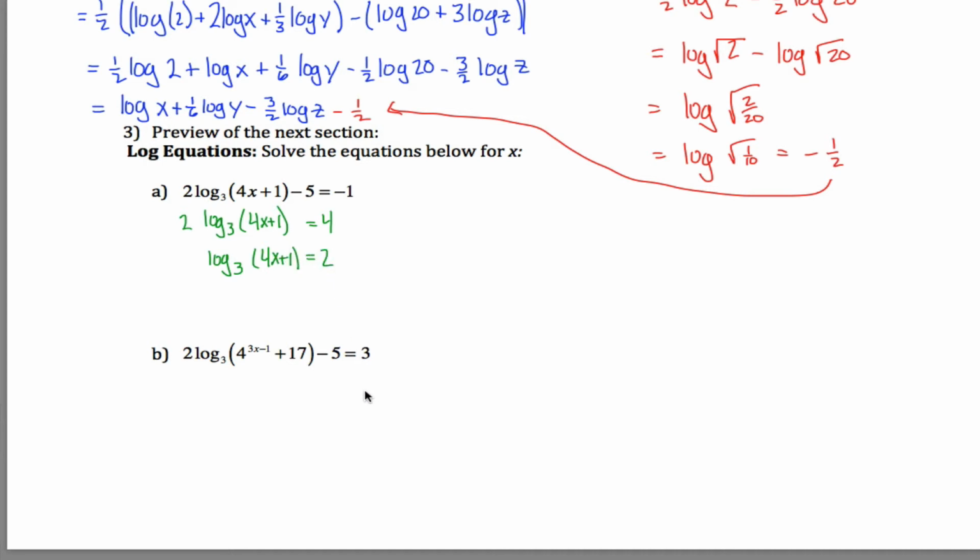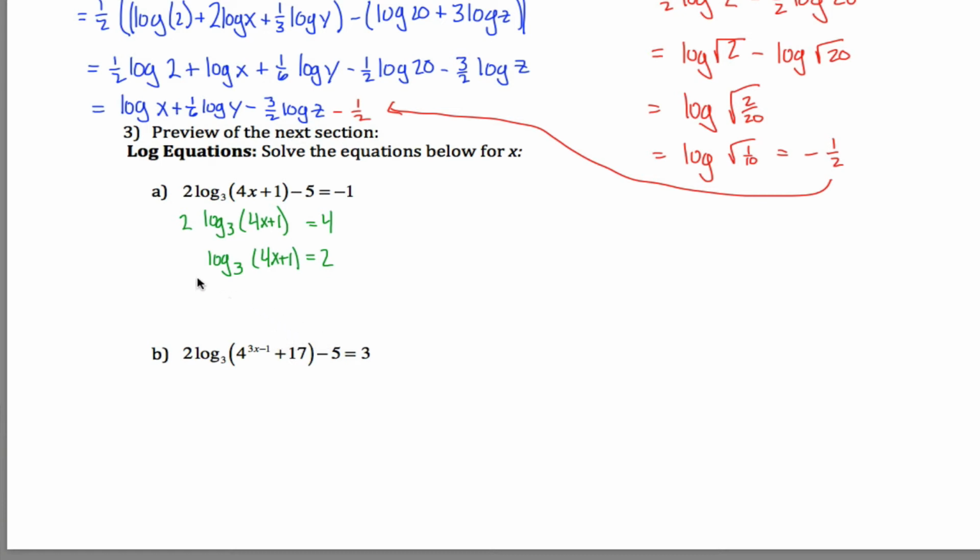And then you're kind of stuck, maybe. What I want to do is get to this x, but it's inside a log. How do you deal with that? Well, there's 2 ways. This is logarithmic form. You can rewrite it in exponential form. You might know that this statement is the same as 3 to the second power equals 4x plus 1.